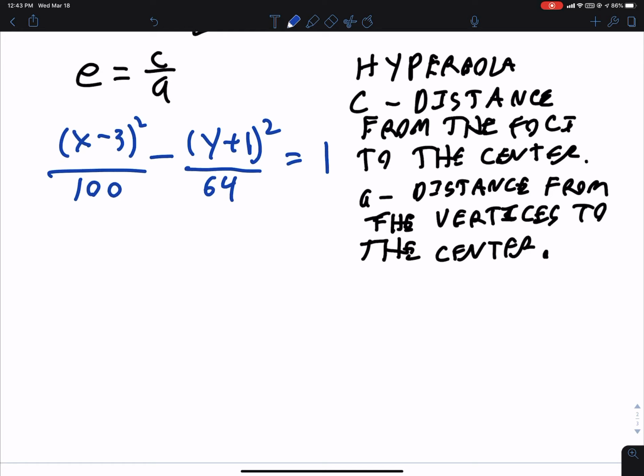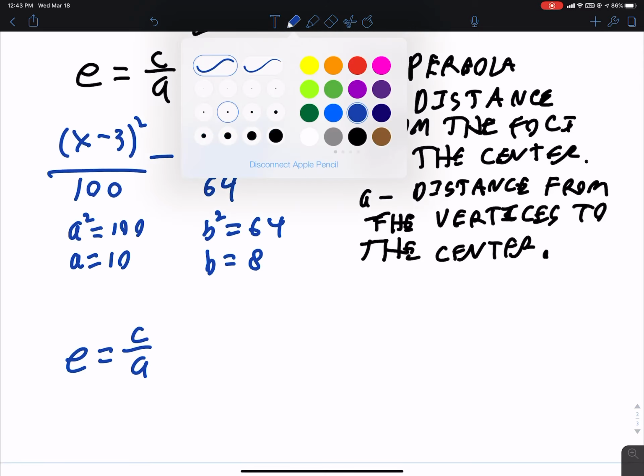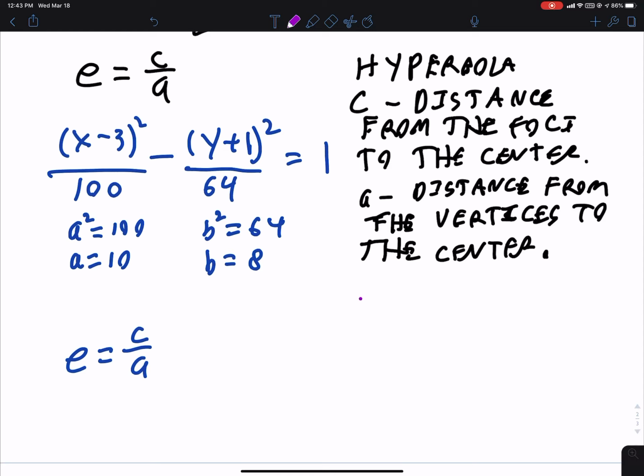All right, from this, we can see a squared is 100, or a is 10. B squared is 64, so b is 8. So we have our formula for eccentricity, which is c over a. Well, we have a, but now we have to find c. So now we go to our formula for a hyperbola. Remember, in this one, it's c squared is a squared plus b squared, because c is the longest distance.